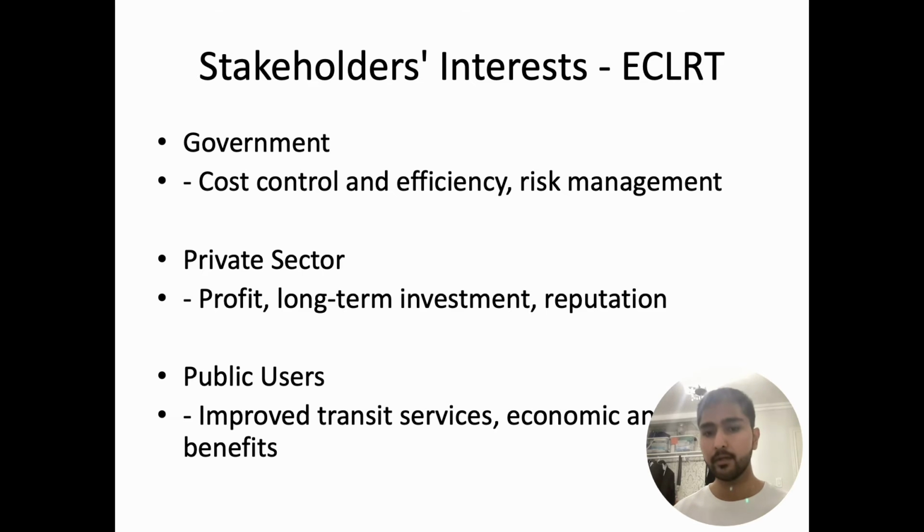Public users. For improved transit services, the ECLRT provides faster, more reliable transportation, potentially reducing travel time by up to 60%. Economic and social benefits. The project creates jobs and improves connectivity, supporting economic growth and enhancing mobility for residents.